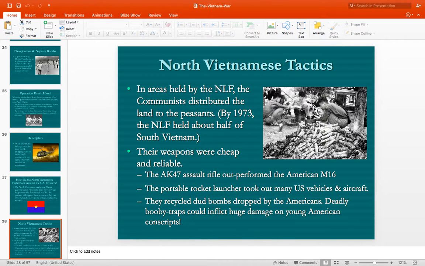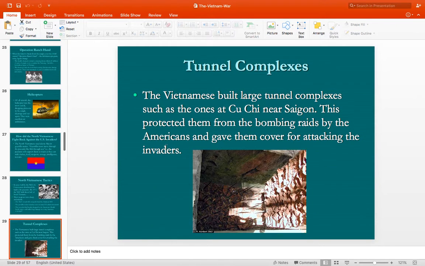They distributed to the welfare of other peasants in South Vietnam. They had cheap weapons. They had things that were very portable. Again, they were prepared for a variety of ways to have sustained war.